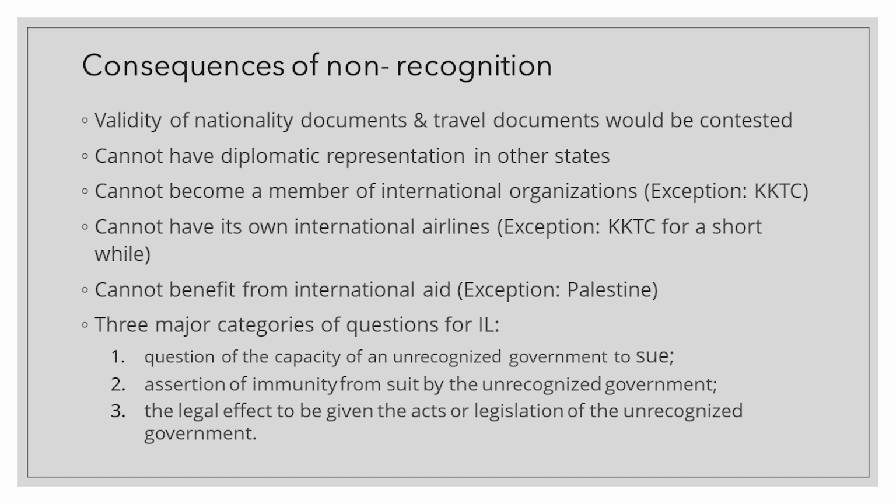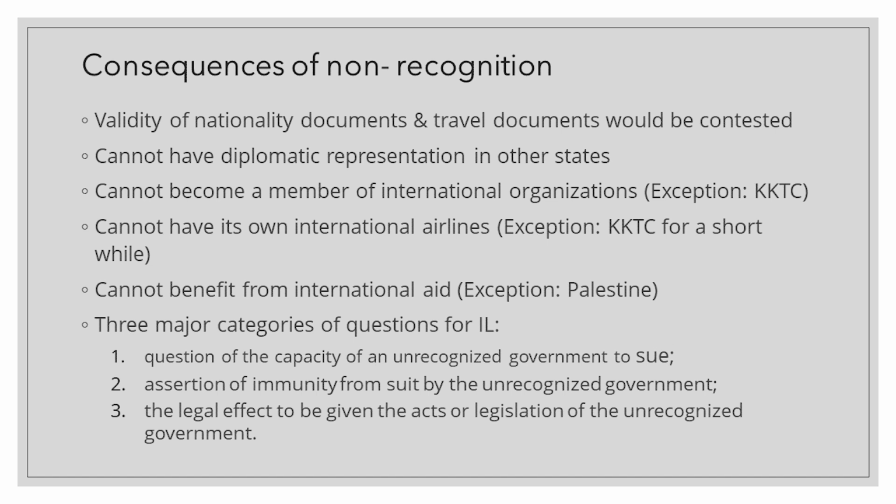And the third category of question arises from the legal effect that the acts or legislation of a non-recognized state can have. So if an unrecognized state engages in certain state acts, or it has certain legislation, in that case, how can legal effect be given by other states to such acts of an unrecognized state? So this is a summary of the consequences of non-recognition.